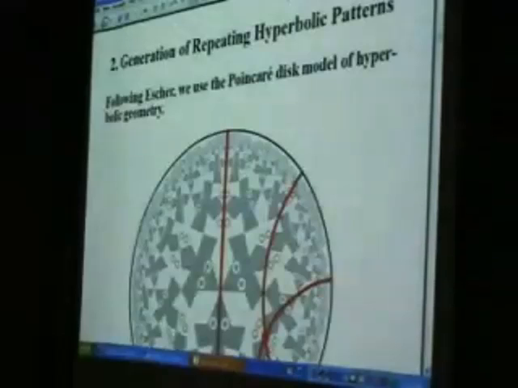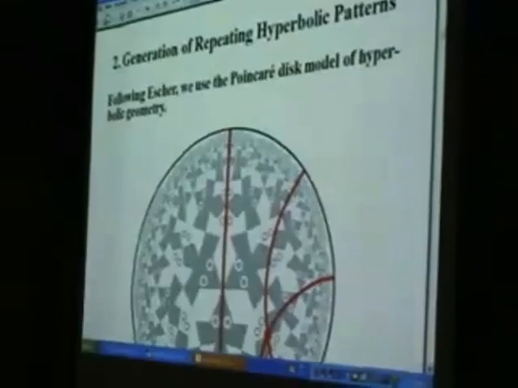Well, following Escher, we use the Poincare disk model of hyperbolic geometry. Incidentally, I should say that the concept of hyperbolic geometry was something that Escher was not comfortable with. He just saw these as Euclidean constructions, and the use of the word model in talking about hyperbolic geometry means that we use Euclidean constructions and give them hyperbolic interpretations.